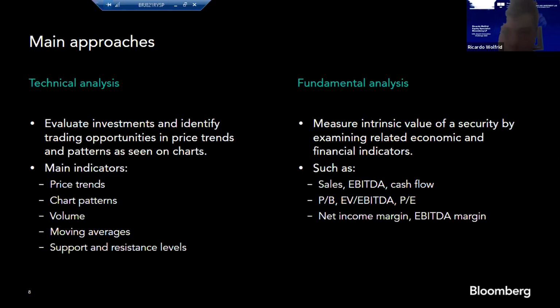Another kind of ratios are EV/EBITDA, price to earnings, etc. We also can talk about margins. So a margin basically is something divided by sales. Net income by sales is called net margin, but there are many different margins like EBITDA margin, gross margin, etc.